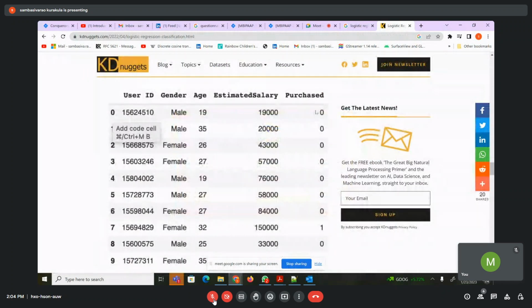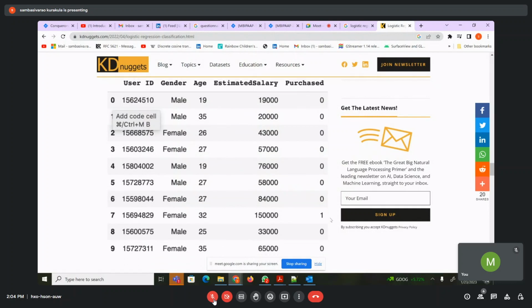Okay, so in logistic regression you always have a binary output, right? It is 0 or 1. Any logistic regression you take. So when we are expecting only a binary output, then we will consider a logistic regression.